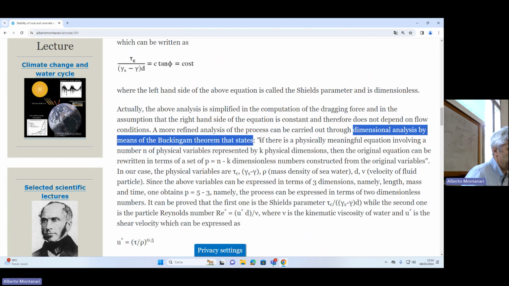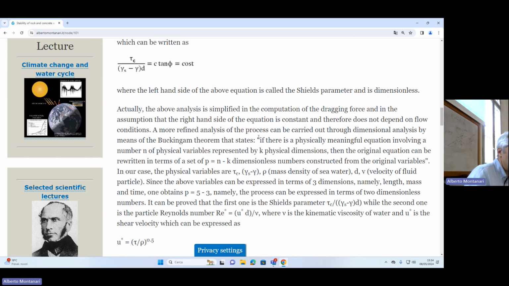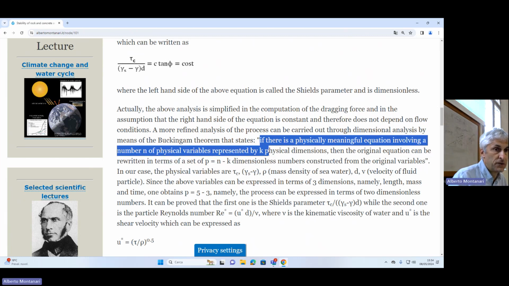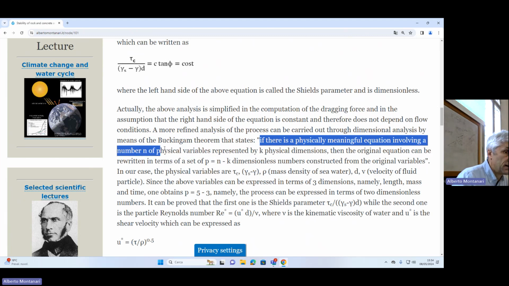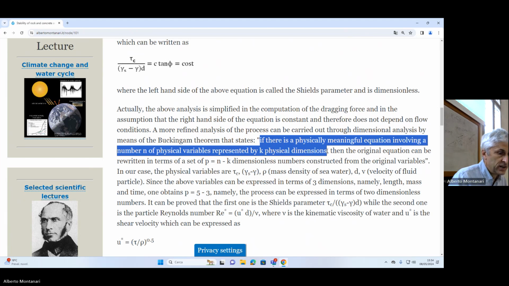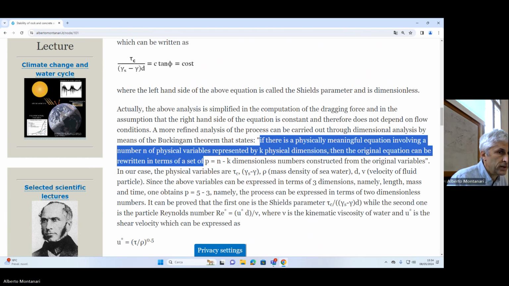So what is the statement? Again, you don't have to remember it, but I think it is interesting. Let me select it. So if there is a physically meaningful equation involving a number n of physical variables represented by k physical dimensions, it means dimensions means units, then the original equation can be rewritten in terms of a set of p dimensionless numbers. How many? What is the value of p? p is equal to n minus k, which means number of physical variables minus the number of physical dimensions.